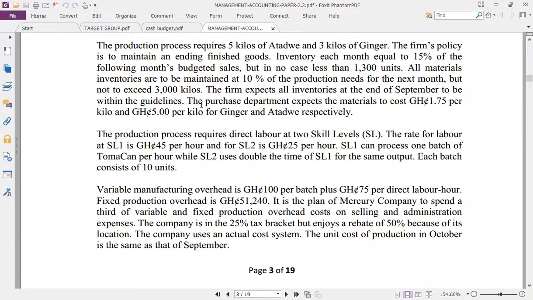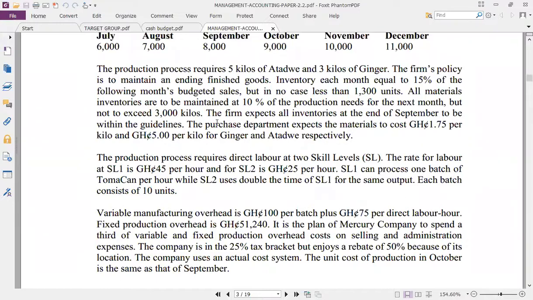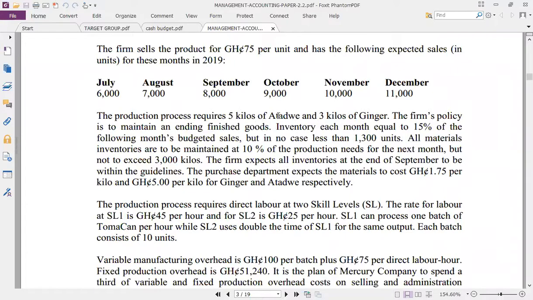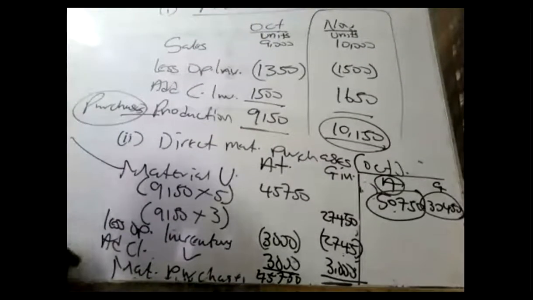What's the price? The purchasing department expects the material to cost 1.75 per kilo, and 5 Ghana cedis per kilo for ginger. Here be a bit careful because they have changed the order. Otherwise, it was 5 kilos of the first material and 3 kilos of ginger. When it's giving you the price, it has given you ginger first. So the prices are 1.75 and 5. So that one is the next one.